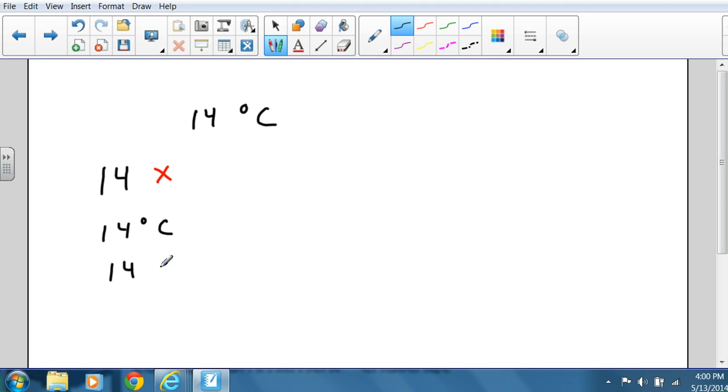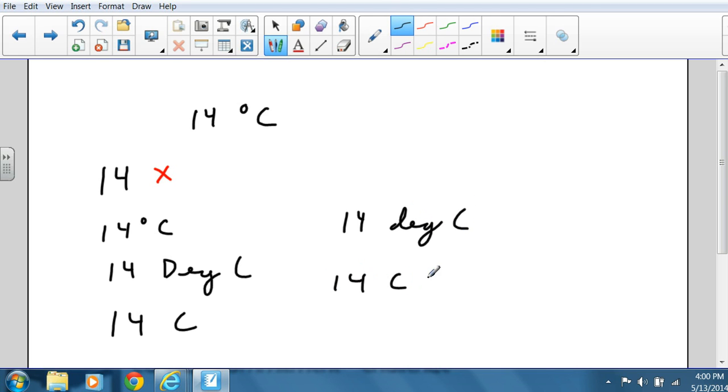So 14 degree centigrade, 14 centigrade, 14 degree centigrade, 14 centigrade degree. So there's 1, 2, 3, 4, 5 different ways to write down the right answer. I could come up with another dozen ways to write the right answer. It might be 14.0 with all those things attached to it.